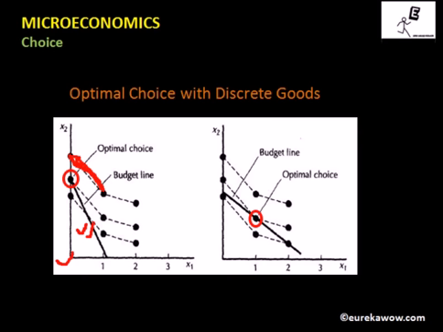If the slope of the budget line is less than the slope of this portion of the indifference curve and is greater than this portion of the indifference curve, then the number of units of good 1 that will be consumed will be 1. If the slope of the budget line is less than this portion of the indifference curve as well as this portion of the indifference curve, then the number of units of good 1 that will be consumed will be 2, and so on.